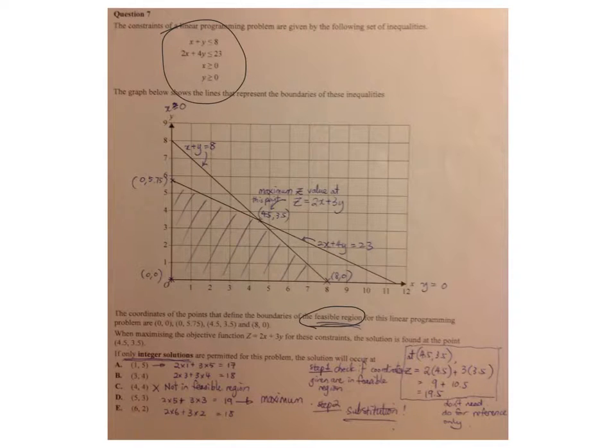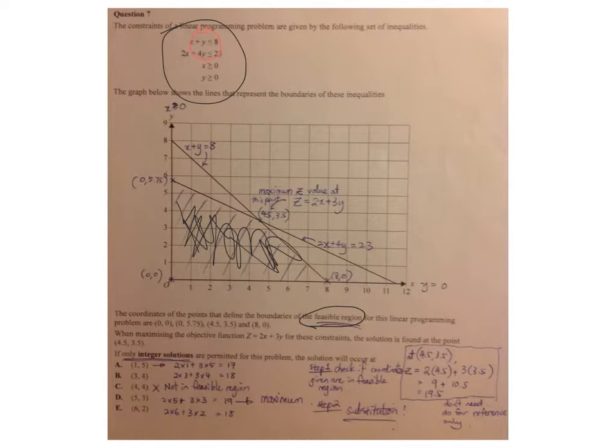Now, I forgot to mention that I've already shaded in the feasible region over here. The reason why I know that it's here is because of the, I'm going to use red now, less than or equals to 8 and less than or equals to 23. Generally, less than is below the graph.